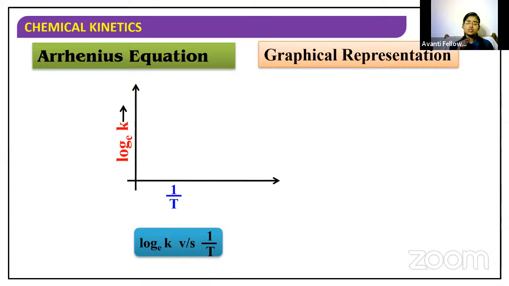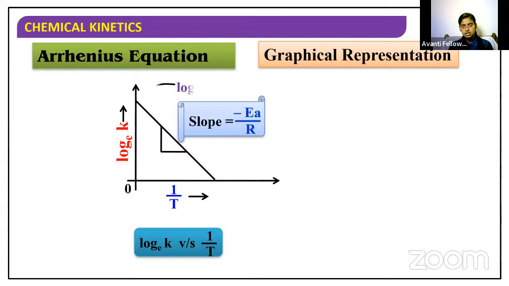So what was the slope we have seen? It is minus EA by R, right? So it is a negative slope. So the line has to come from top to bottom like this. Okay, and this is the slope for this equation, which is nothing but minus EA by R. And the intercept means the point where the line cuts the y-axis. So this point is called the intercept. That intercept is nothing but log A.